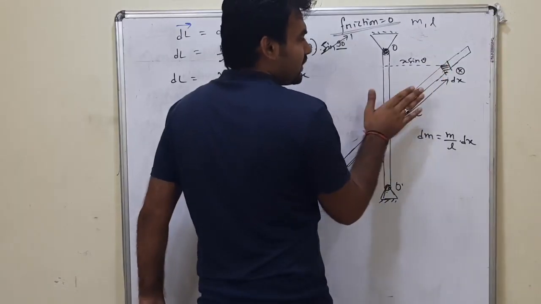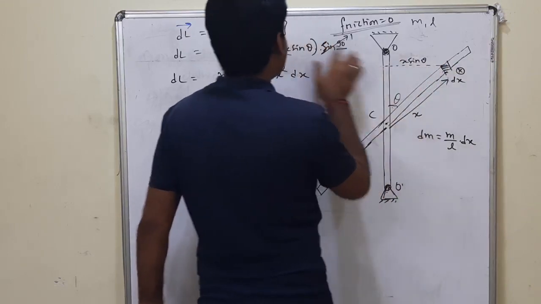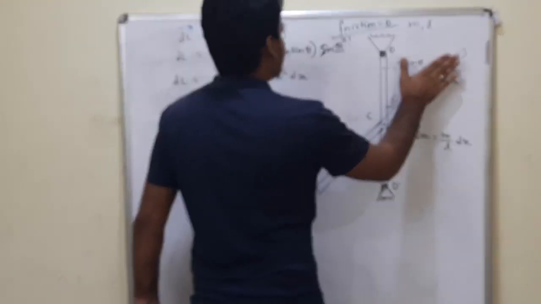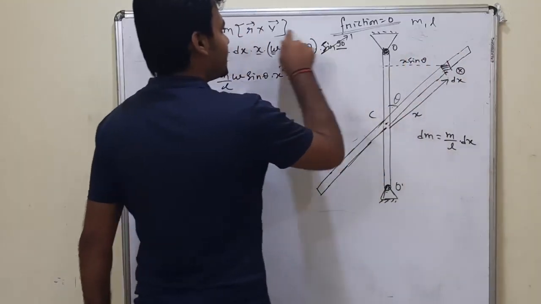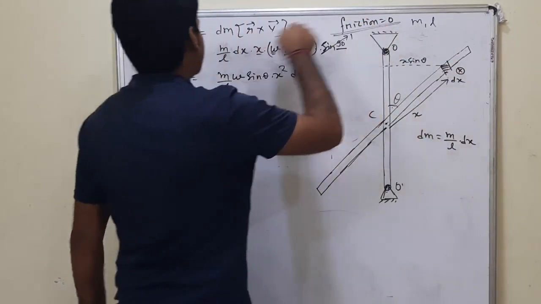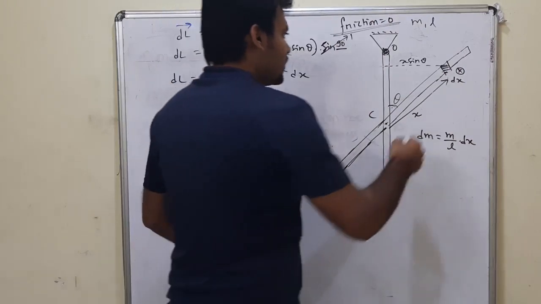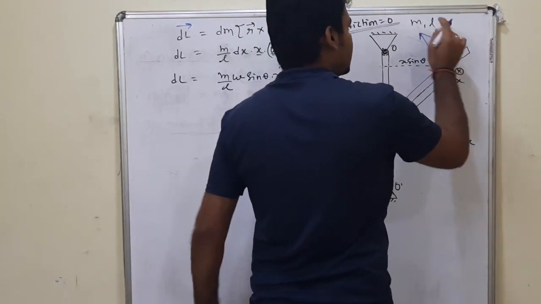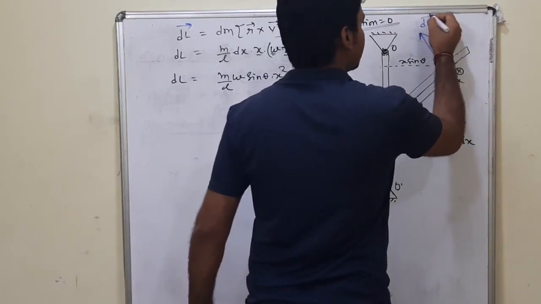Stretch the fingers of the right hand in the direction of the first vector, that is the r vector. Then curl the fingers toward the second vector, that is the velocity vector. Then the thumb will be the direction of the dl vector, that is the third vector. So here it is. This is the direction of the dl vector.